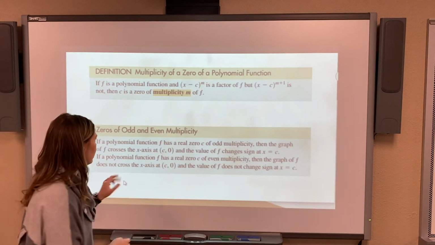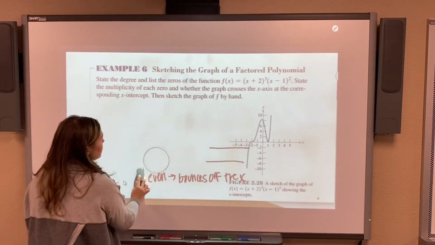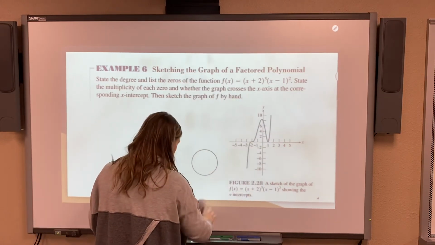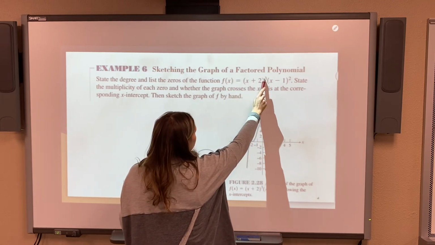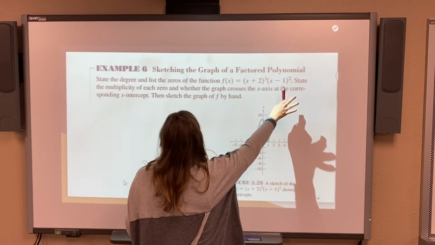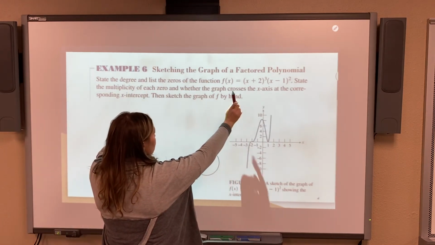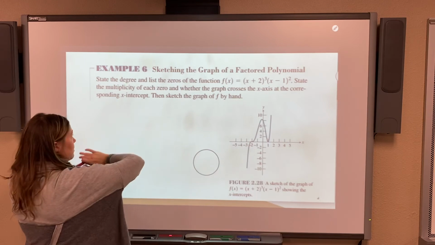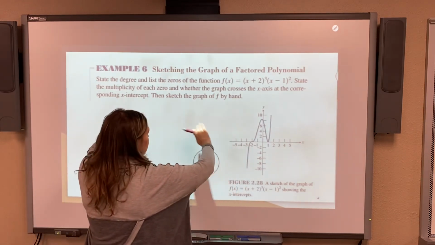Okay, and so if we look at some examples, it says to state the degree and list the zeros of the function, so it's already in factored form, so that's kind of a bonus. F of x is equal to x plus 2 cubed, and then x minus 1 squared. So we are going to state the multiplicity of each zero, and whether the graph crosses the x-axis at the corresponding x-intercepts, and then sketch it by hand, which is already there, but that's okay, ignore that.